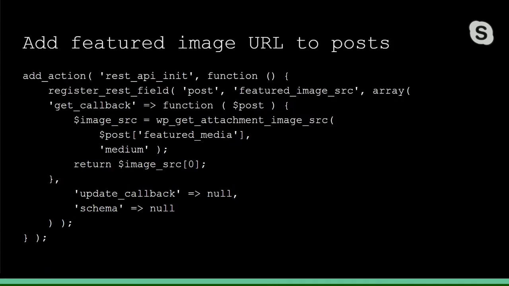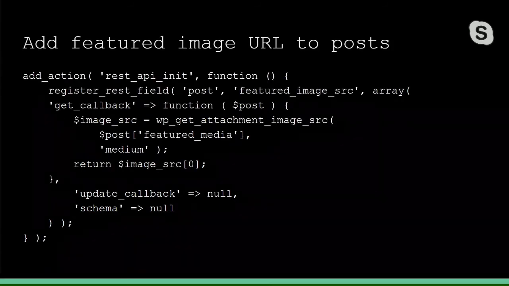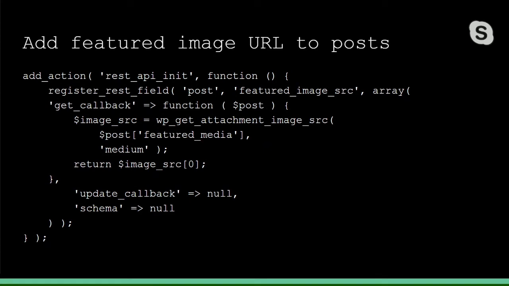Let's take a look at adding the featured image URL to posts retrieved through the REST API. We register a field called featured_image_source on post objects. Then the actual work is done in the get callback function to retrieve the data we need.